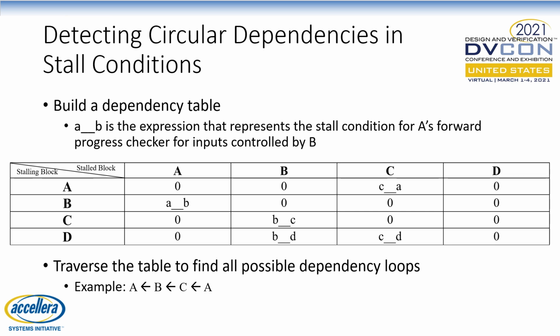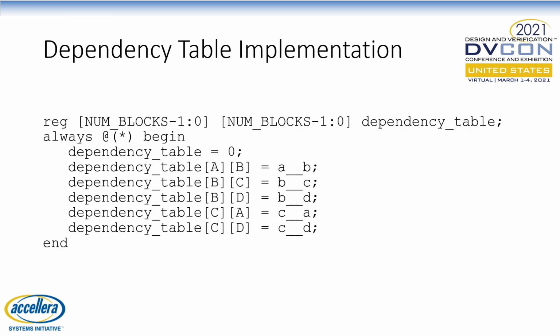In a similar way, we can capture all the stall conditions of blocks in the table. Now, we can traverse the table to find all possible dependency loops in the system. For example, a dependency loop with potential of circularity is: A is stalled due to B, B is stalled due to C, C is stalled due to A. To automate detection of dependency loops, we can code the dependency table in SystemVerilog using 2D array of reg as shown here.